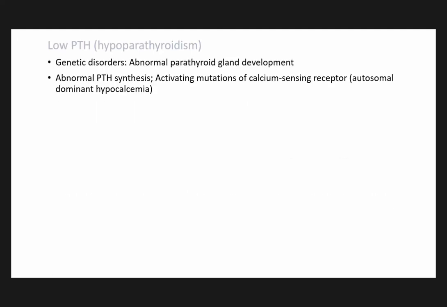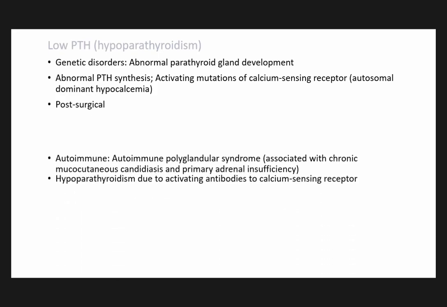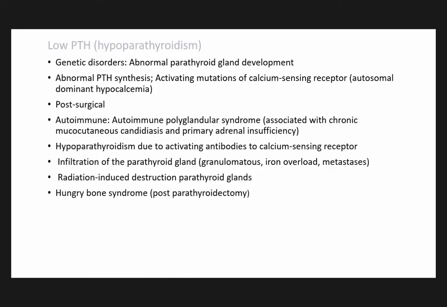Hypoparathyroidism may present due to genetic disorders. There are many genetic disorders. Autoimmune disease: in childhood, if you see hypoparathyroidism in children, it is usually autoimmune. If you see hypoparathyroidism in adults, usually it is post-surgical or post-ablative. So in adults, the most common cause is post-surgical damage of the parathyroid glands.